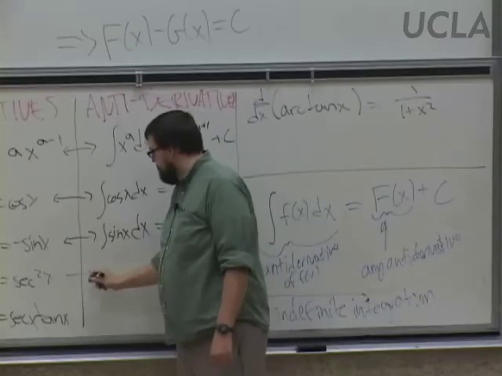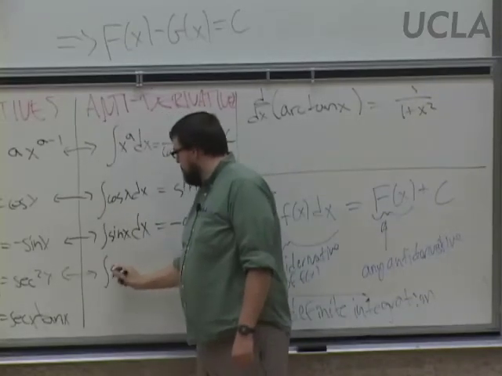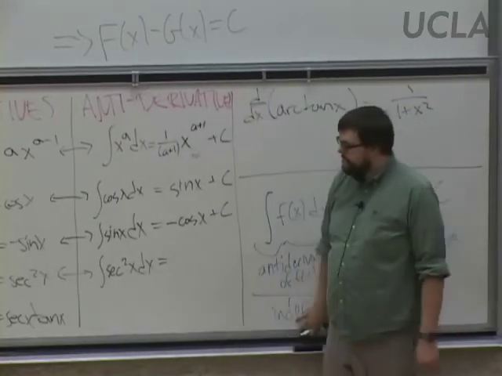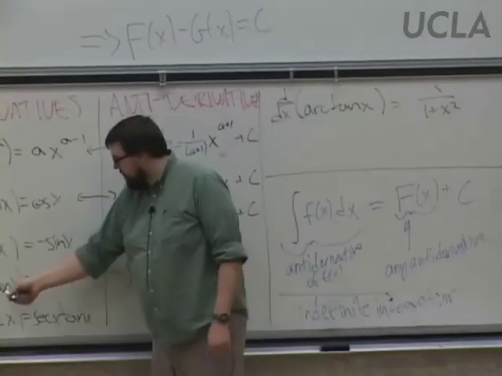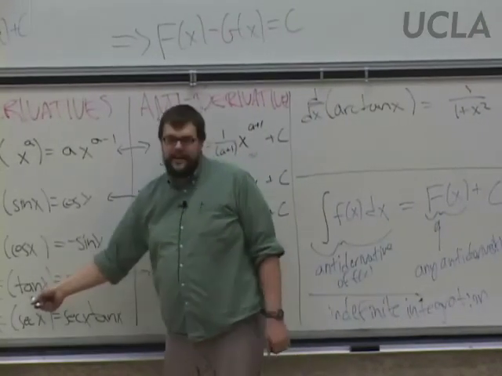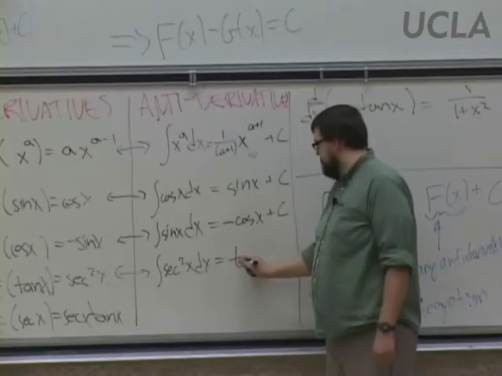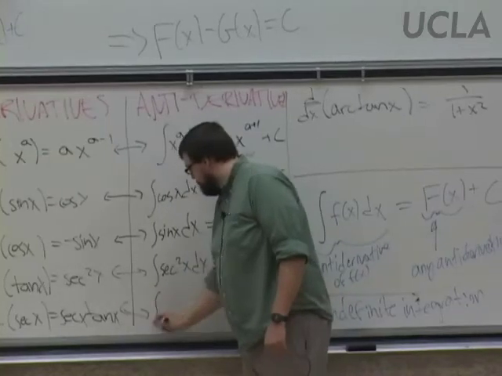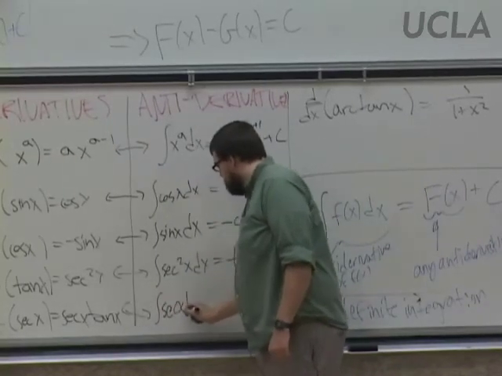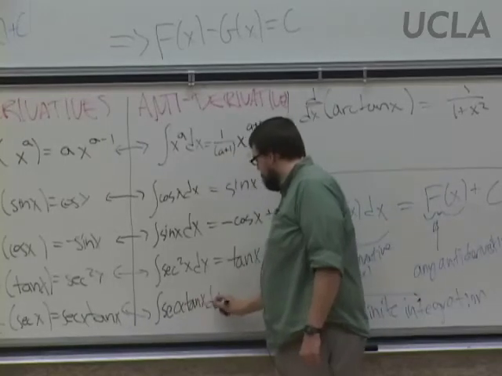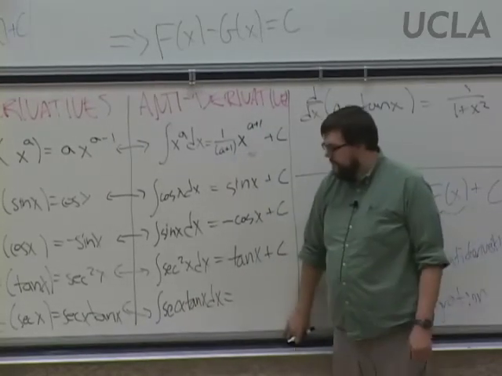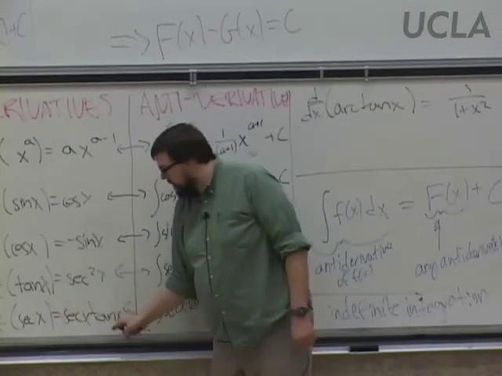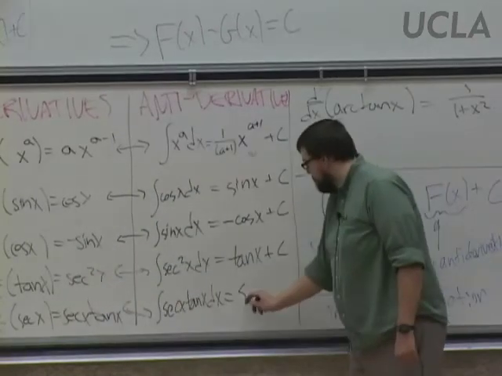OK. What's the antiderivative of secant squared? I'm looking for a function where, when I take the derivative of it, it gives me secant squared. Aha, I have it written down here. It's tangent. What's the antiderivative of secant times tangent? Well, what function, when I take the derivative of it, gives me secant times tangent? It's secant x.